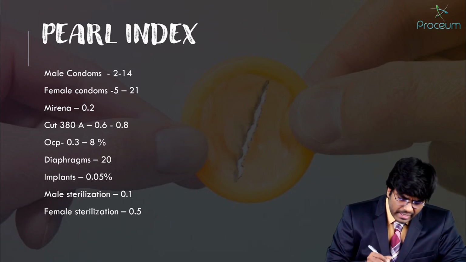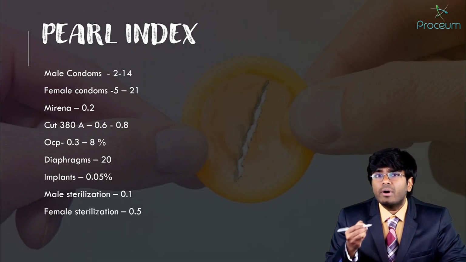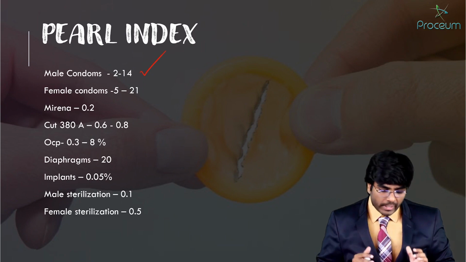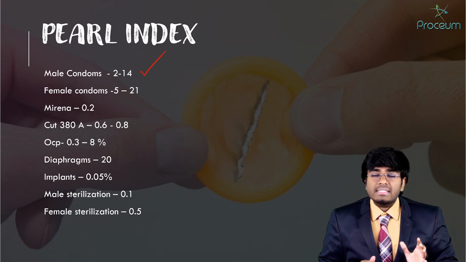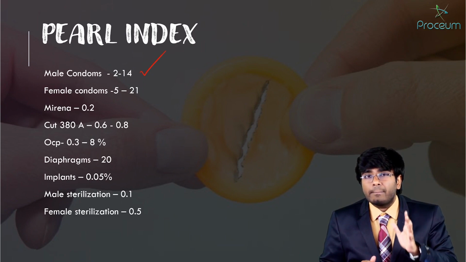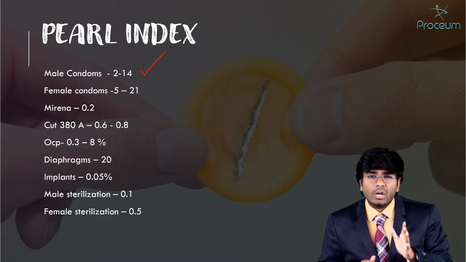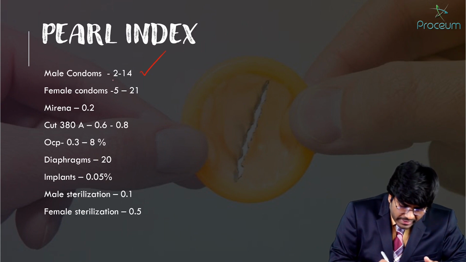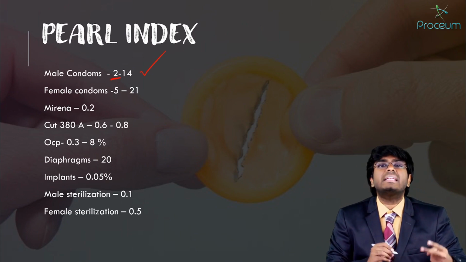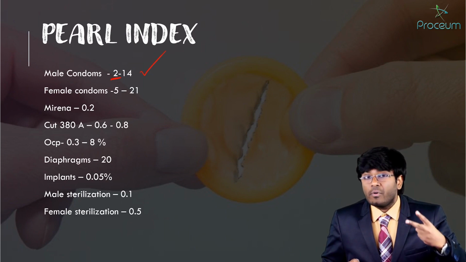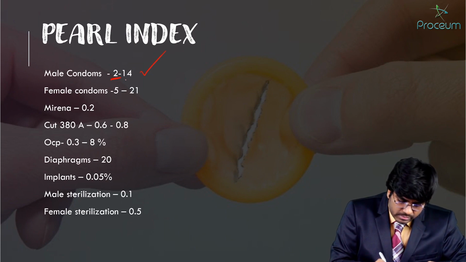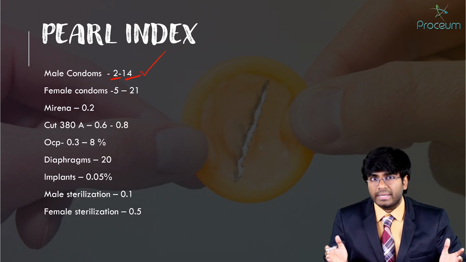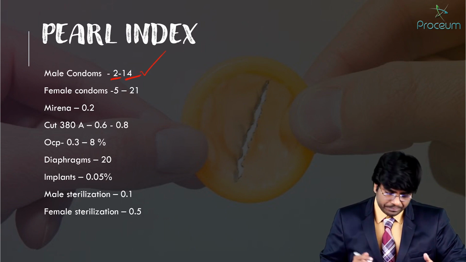Now guys, this is a very important slide that even in exams they will keep on asking you: male condoms have a Pearl index of 2 to 14, and some books mention 2 to 18. What is this, guys? If a male is using male condoms perfectly, the perfect use Pearl index value will be 2, meaning it can go wrong 2 times. Or it can go a maximum of 14 times. It can fail 14 times in a 100 woman-year period.